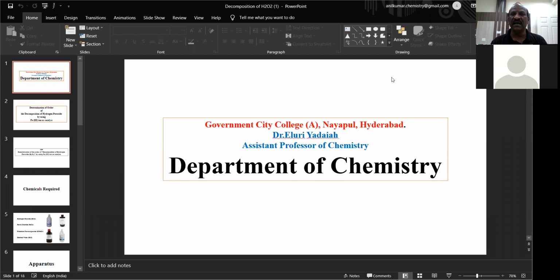So the first one is decomposition of hydrogen peroxide. Already you know that. Then hydrogen peroxide and ethyl acetate, hydrolysis of ethyl acetate. This ethyl acetate is a second order reaction, whereas decomposition of hydrogen peroxide is a first order reaction. So these two experiments are there, and also we have the pH meter and conductometer, and also the colorimeter. This is very important.